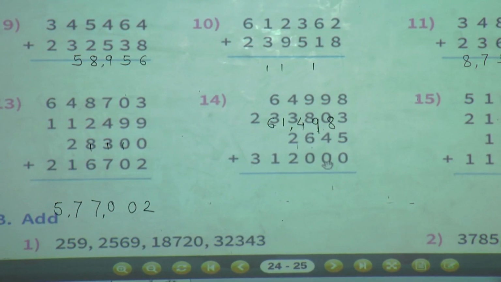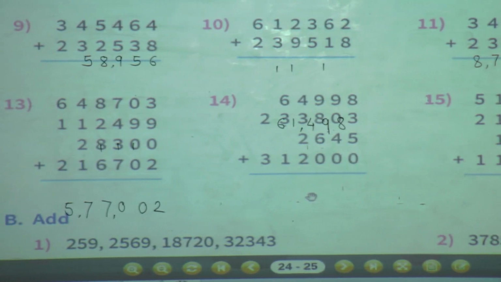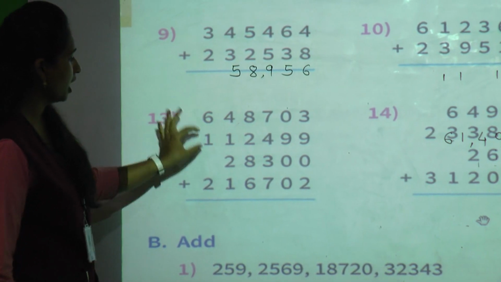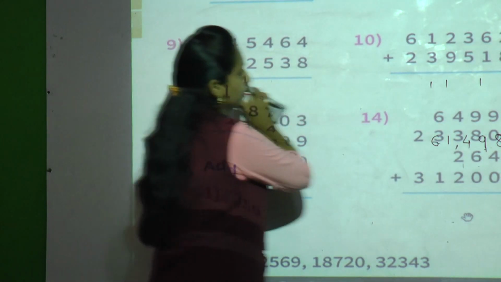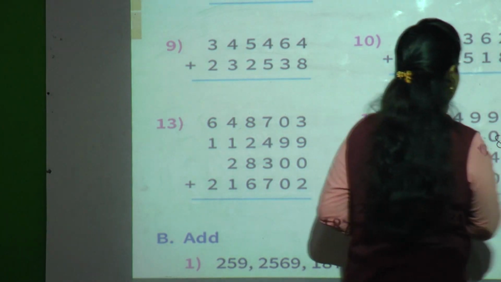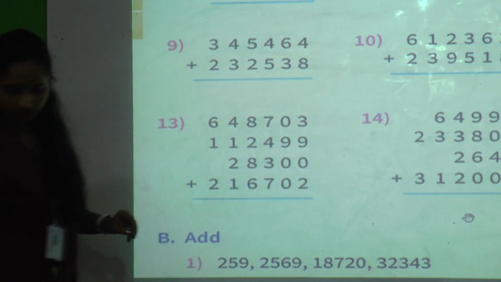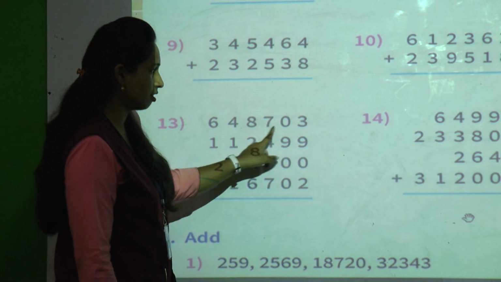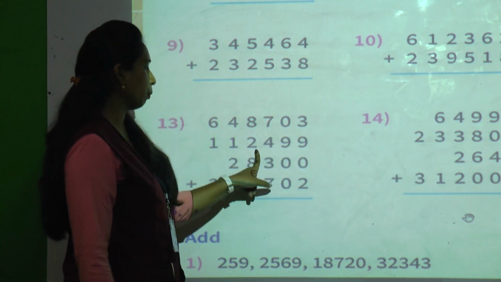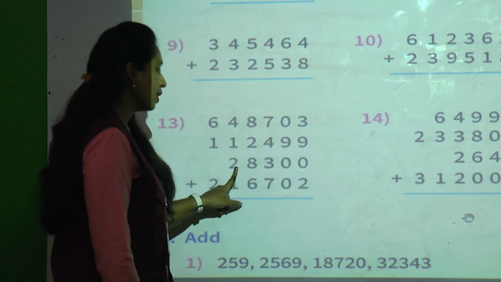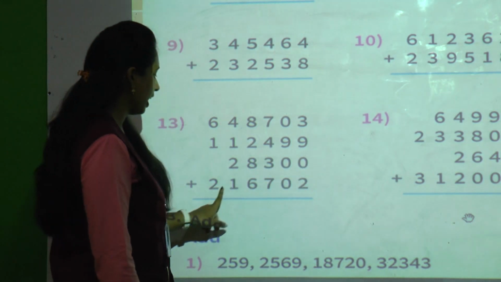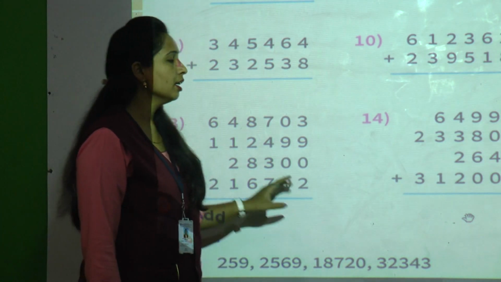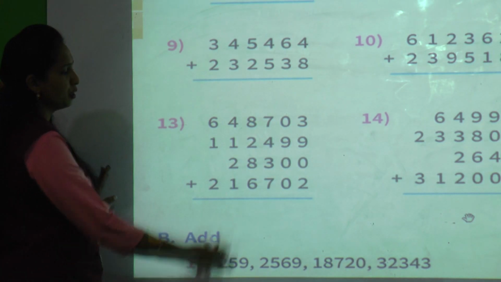Now we will solve 13th one, because in 13th one we have 4 numbers to add together. Okay, now we will see what are those numbers. 6,48,703, 1,12,499, 28,300 and 2,16,702. Now let us add these all numbers together.